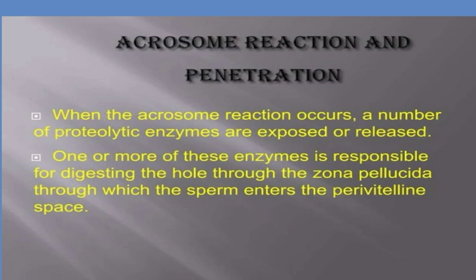Then comes the cortical reaction. Soon after the fusion of the plasma membrane of the oocyte to that of the sperm, the oocyte shows a cortical reaction. The cortical granules found under the plasma membrane of the oocyte release cortical enzymes between the zona pellucida and the plasma membrane. The zona pellucida is hardened by these cortical enzymes, which prevents polyspermy.